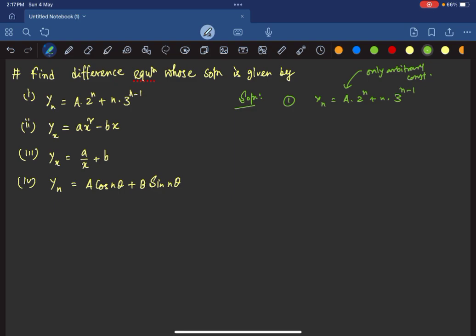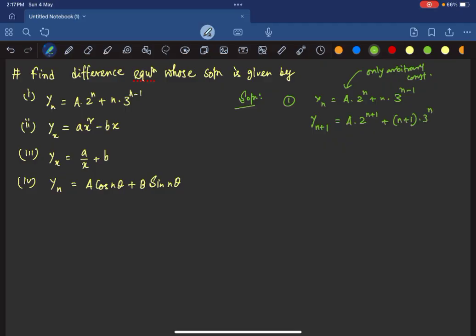Okay, so if it is an equation of order 1, what will be our work? See, in differential equations, if you go back, given the solution, to get the equation back we need to eliminate the arbitrary constants. That was the idea. Here the same thing will happen. So we need to eliminate the arbitrary constants. For that, first this is the given thing. As per this notation we'll write y(n+1). So what will that be? A into 2 power n plus 1, n plus 1, 3 power n.